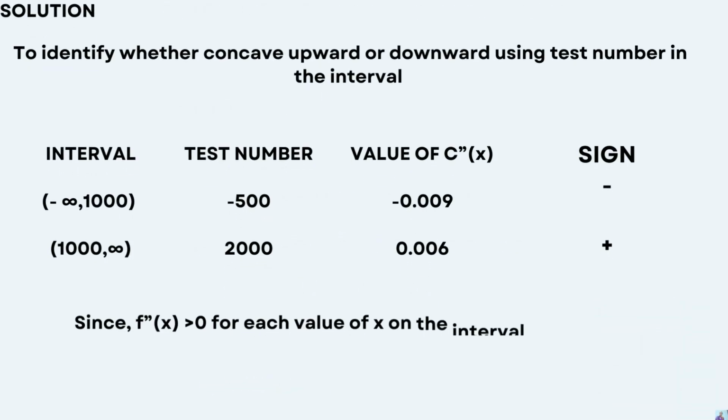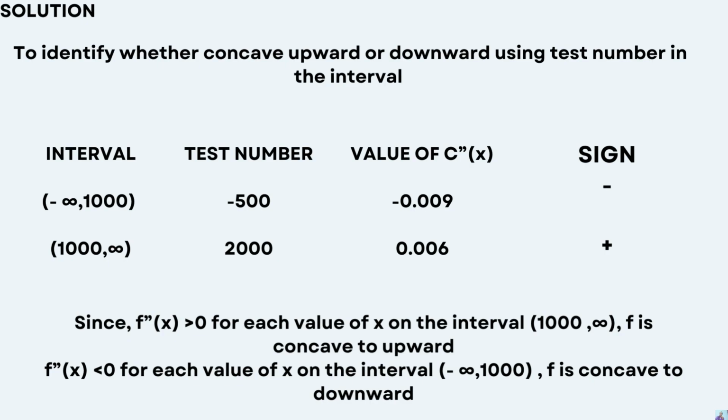Now, to identify whether it is concave upward or downward, we use a test number in the interval. The intervals we get are (negative infinity, 1000) and (1000, infinity). Then we do the test number. The test number can be any number, so we use negative 500 and 2000. Then we get the values of C'''(x), which are negative 0.009 and 0.006.